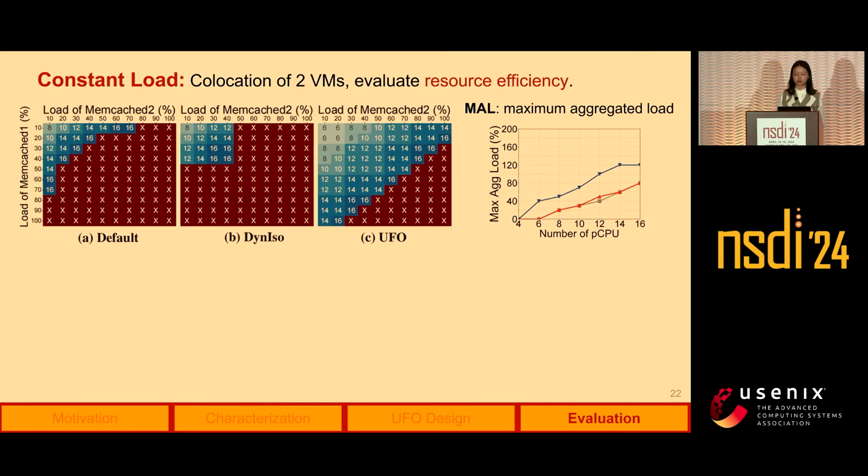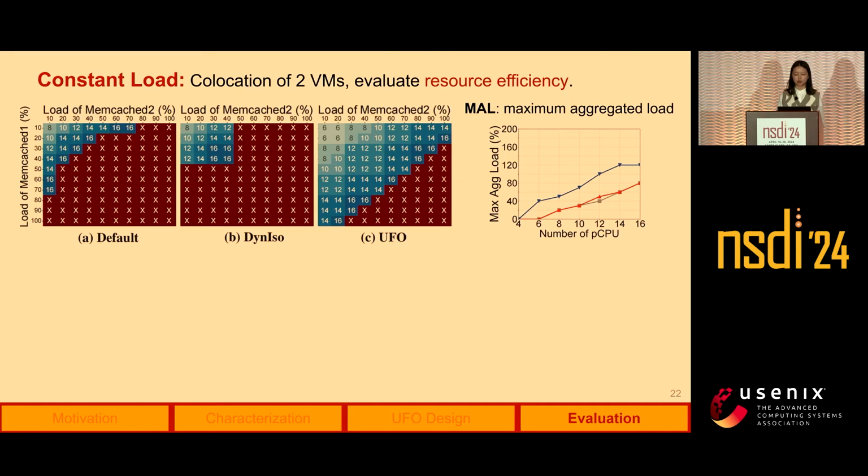First, we evaluate the resource efficiency of UFO through constant load. The heat map shows collocation of 2 VMs, both running memcache. The x and y-axis represent the input load of memcache, and the values in the heat map denote the minimum number of PCPUs to meet both VM QoS targets. Smaller values indicate higher resource efficiency. The brown cells with x indicate that 16 cores are still not enough to meet QoS targets.